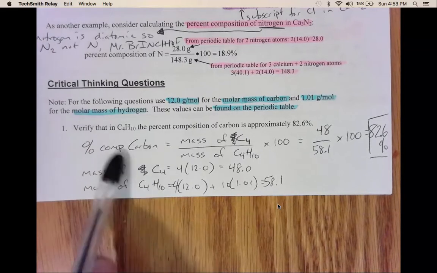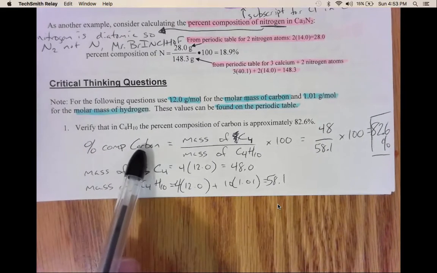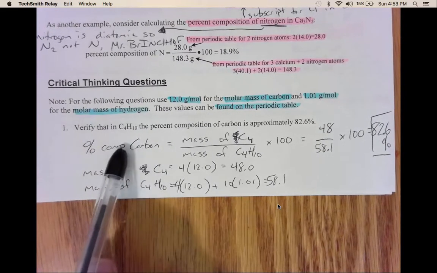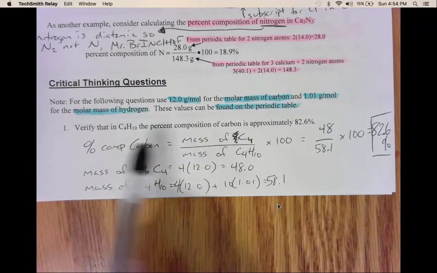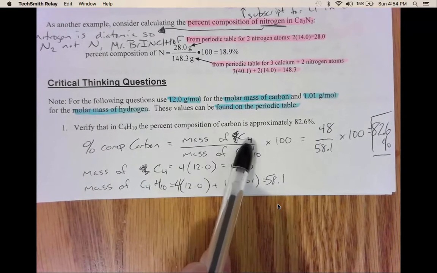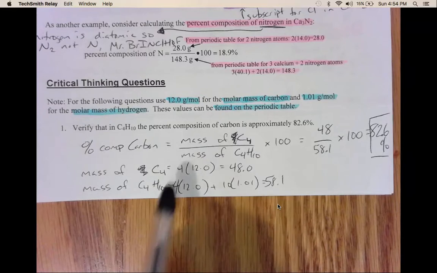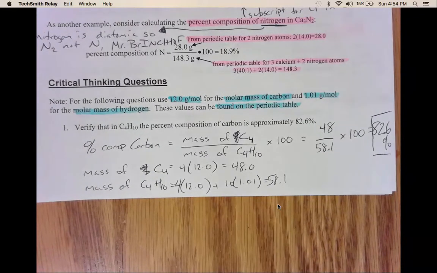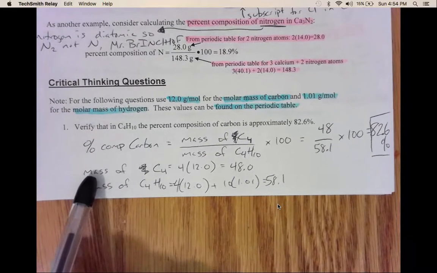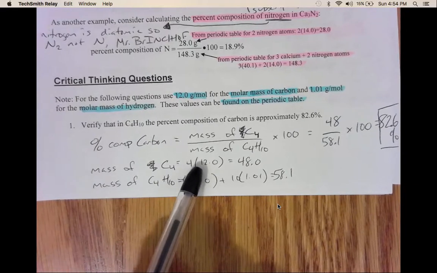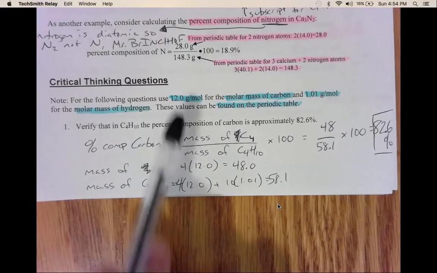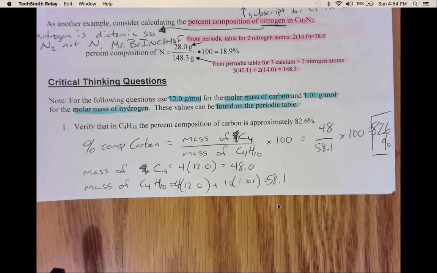So I rewrote the formula for us. Where it says element X, I plugged in carbon. So remember, we have the percent of mass of carbon equals the mass of carbon. I included the subscript 4 over the mass of the compound, C4H10, times 100. Down here, I solved for the masses. Remember, it tells us to use 12 for the mass of carbon, so 12 times 4 is 48.